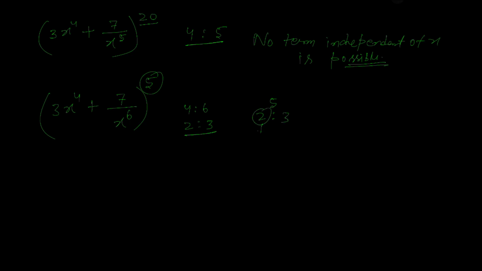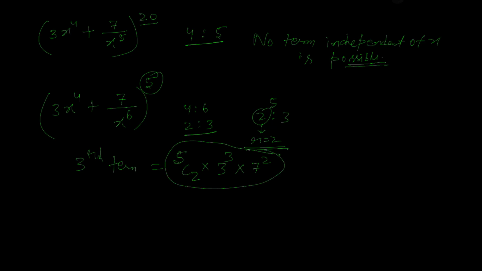So r is 2. The first value is the value of r, right? So r equal to 2 means the third term, and the third term will be independent of x. Now I'm going to write the answer directly because I know x will be cancelled, so I'll only take the coefficients and values. So 5C2 into 3 to the power (5 minus 2) into 7 to the power 2. So I hope, by now it is absolutely clear that sometimes it is not possible and sometimes it is possible also.